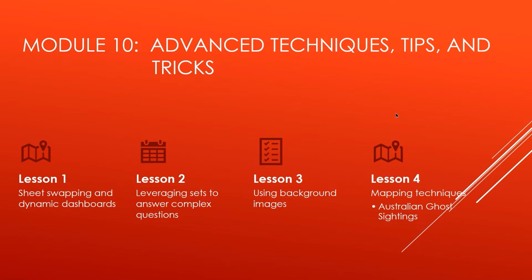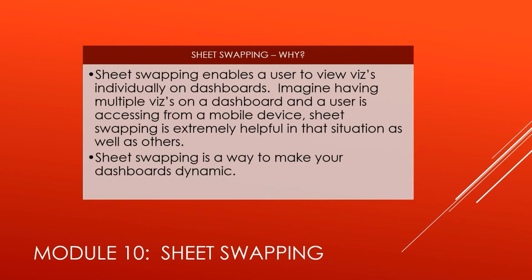Now, we're going to be doing those first 3 lessons using our sample Superstore live workbook. And then for the 4th lesson, mapping techniques, we're going to use a different data source. It's in the video description. There's an Excel file called Australian Ghost Sightings.